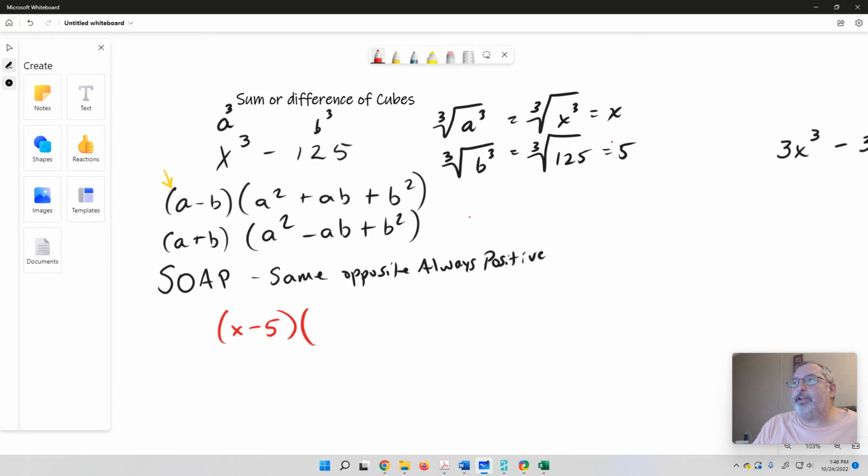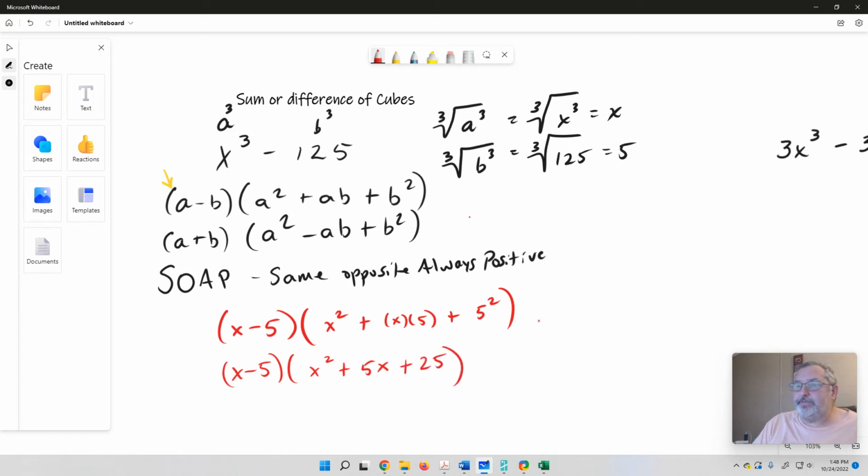And now I fill in, I've got x squared plus A times B plus B squared, so 5 squared. And now make sure you simplify anything that can be simplified here. So here I'm just going to have x minus 5. And the only thing I can simplify here is make that 5x and then make this 25, make it what it is. And so that's factored completely.